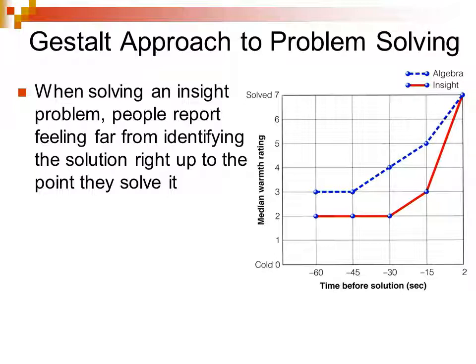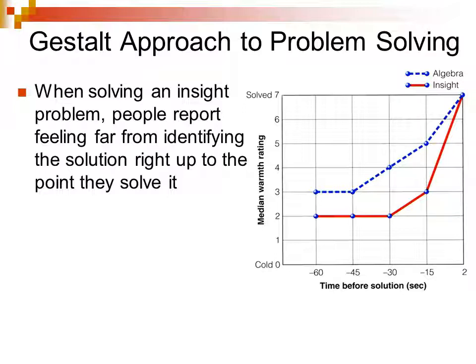Specifically, when solving an insight problem, people report feeling far from identifying the solution right up to the point that they solve it. The graph shows participants' warmth ratings for 15-second intervals leading up to the time when they solved the problem. That is, they had to rate on a scale from 0 to 7 how close they felt they were to solving the problem.